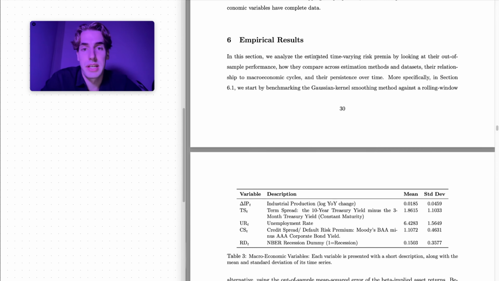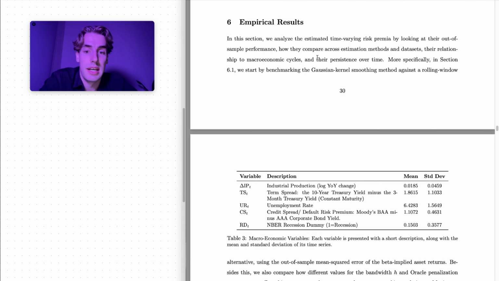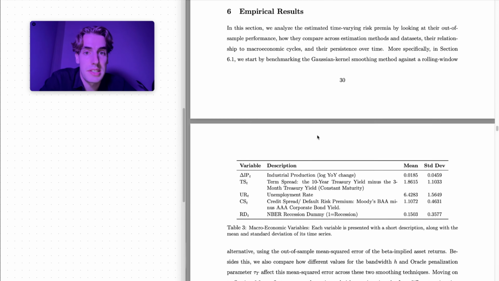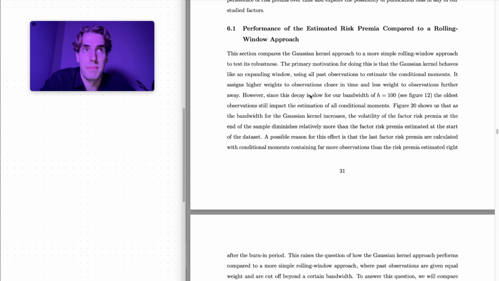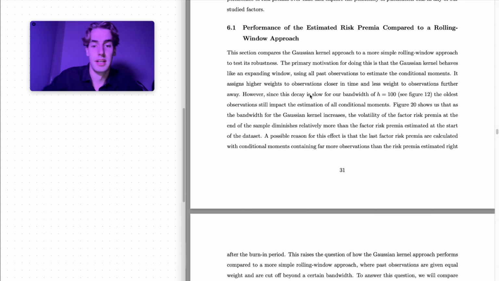So having this data, we can now obtain the empirical results. Well, this is still from the data section. What we first do is look at the performance of the estimated risk premia compared to a rolling window approach, which is really testing the Gaussian kernel. Is it a robust way of calculating the conditional moments, or is a much simpler way, like a rolling window approach, better? A rolling window is very easy. You take the current observations, you say I want the last 100 observations, and you give them all an equal weight, instead of the decreasing weight of the Gaussian kernel. Yeah, that's what we did.